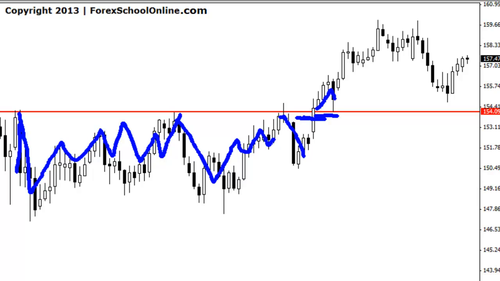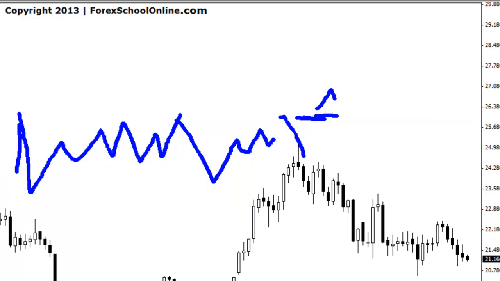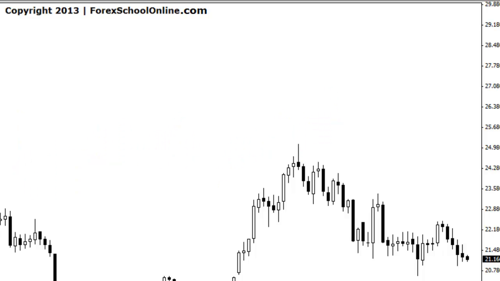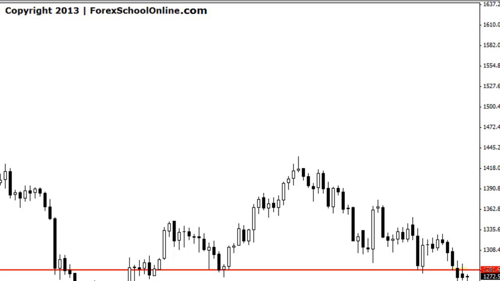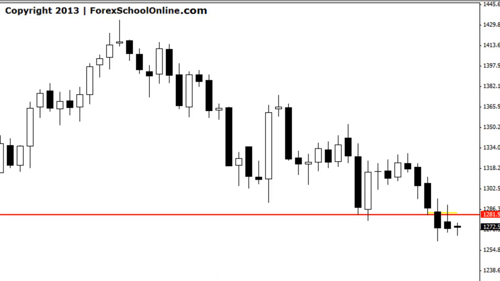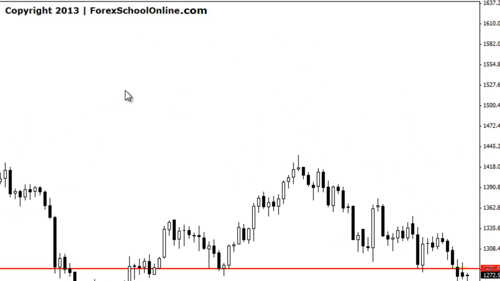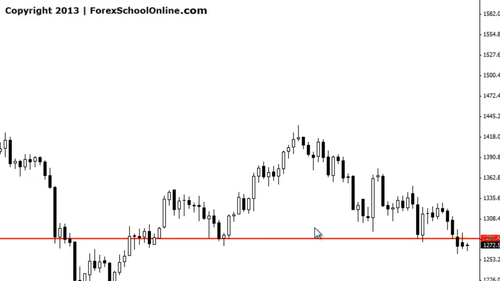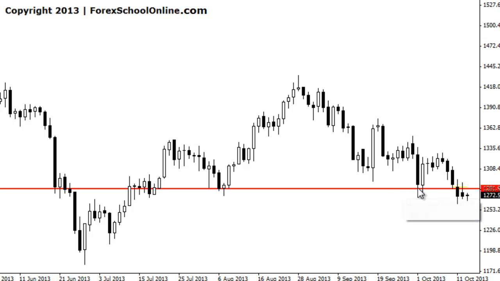Another example is in the recent gold chart. You'll notice we had a really key level here, this level here that price could not close below.